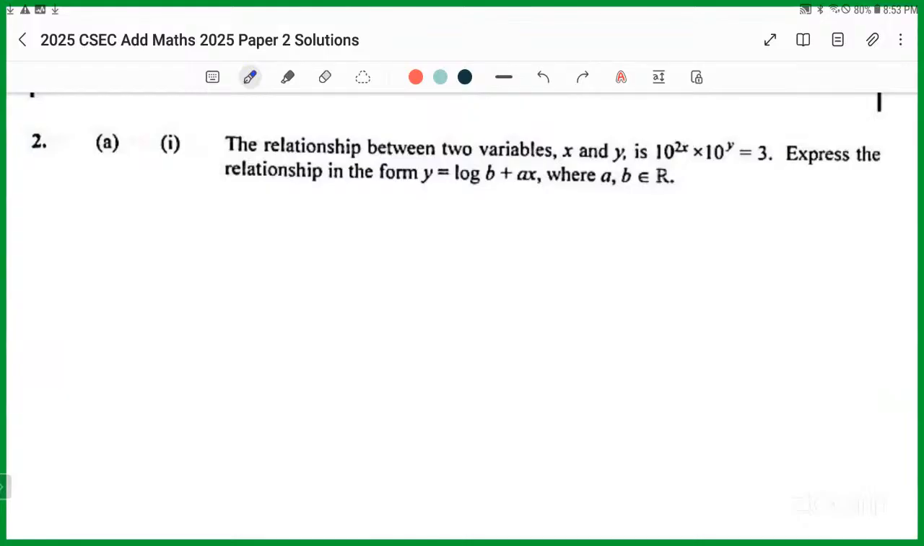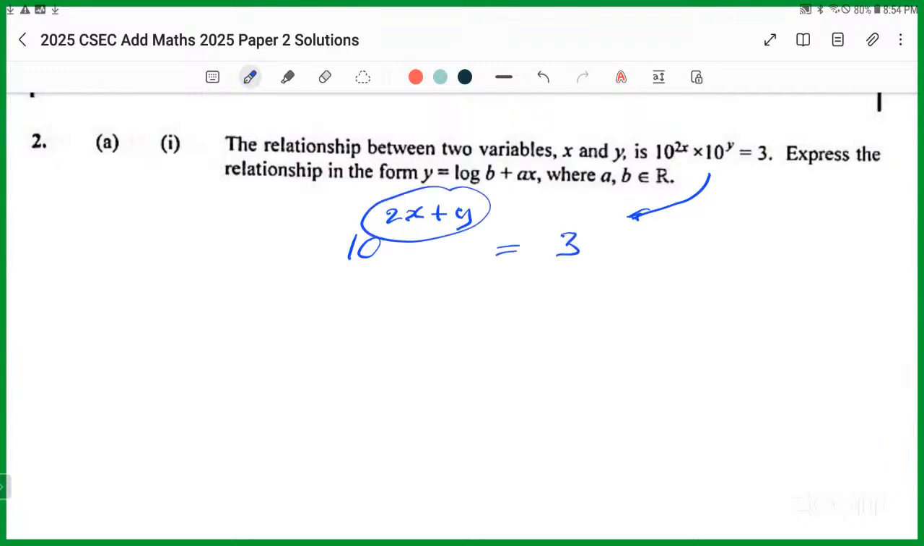All right, so now we're asked about the relationship between two variables x and y, and we have to express that relationship in this form, which is a linear form. So basically it's to get the indices out of it. What I'm going to do is multiply, which means that you're going to add the powers. So this expression firstly is 10 to the 2x plus y equals 3.